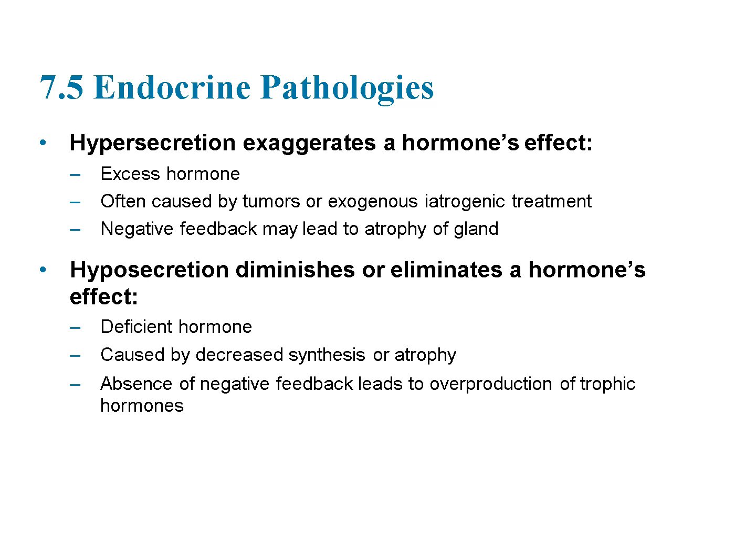On the other hand, hyposecretion occurs when hormone levels are deficient. This may result from reduced synthesis or gland atrophy. Without proper hormone levels, the body lacks negative feedback, causing the brain to overproduce stimulating hormones. Both hypersecretion and hyposecretion can significantly disrupt bodily functions, highlighting the importance of hormonal balance in maintaining health.